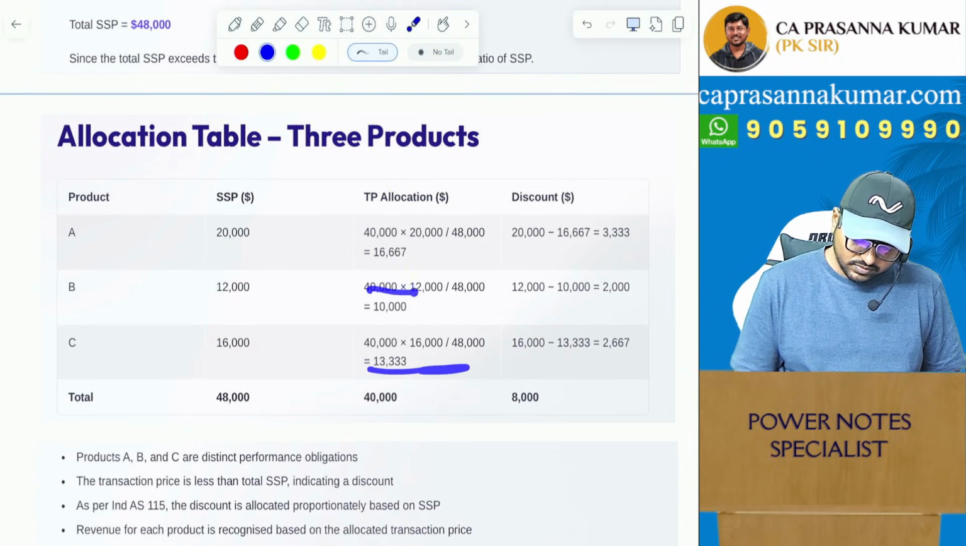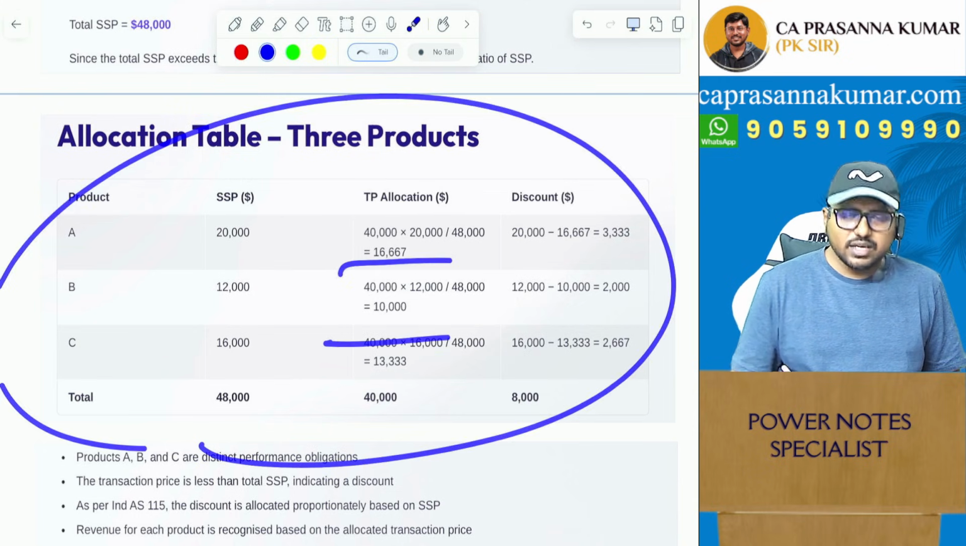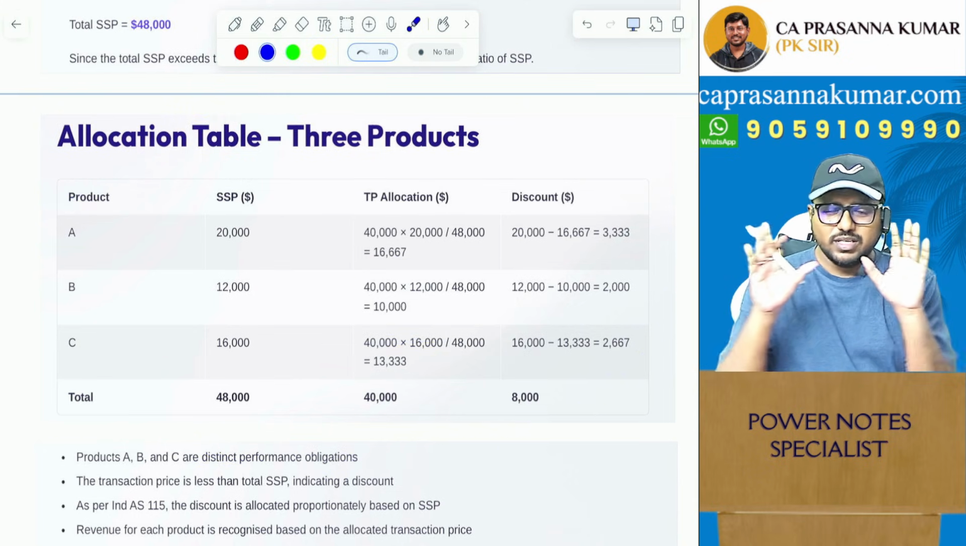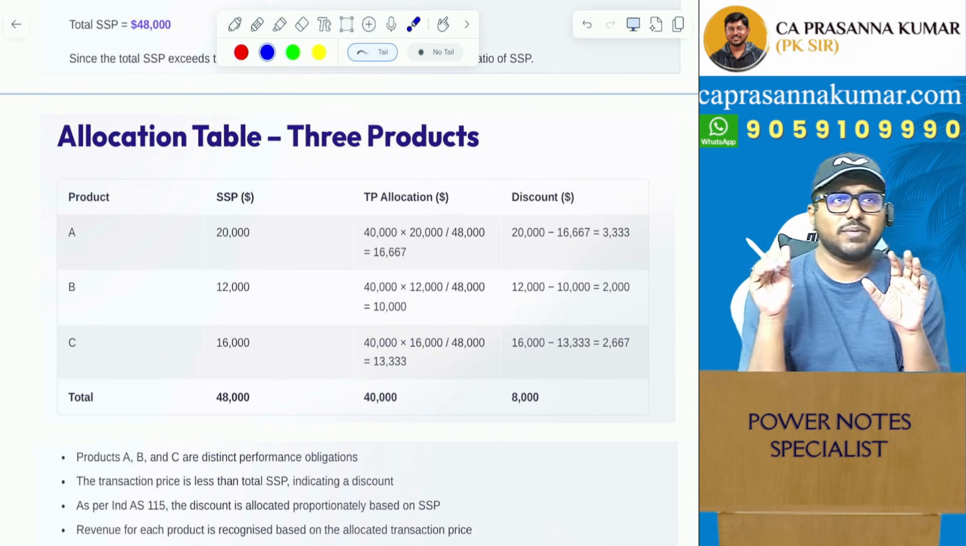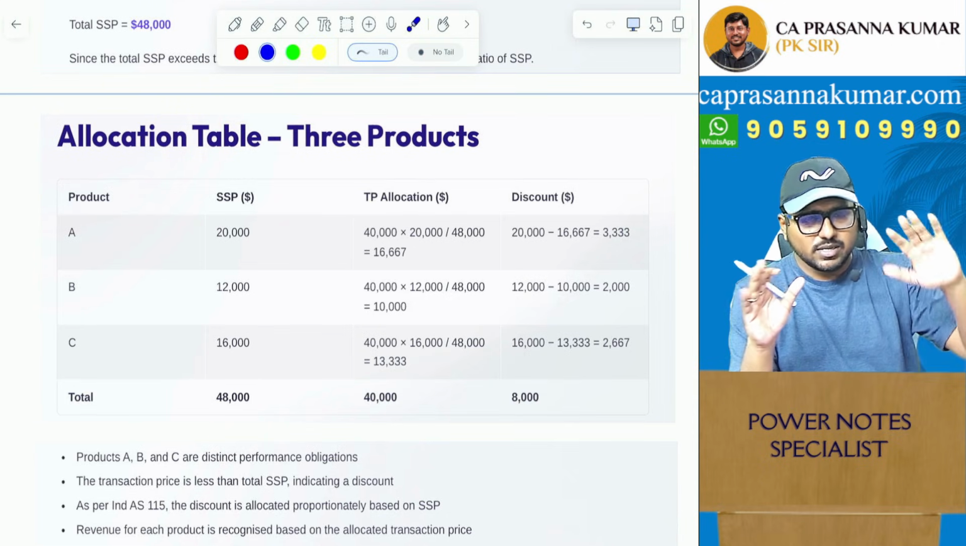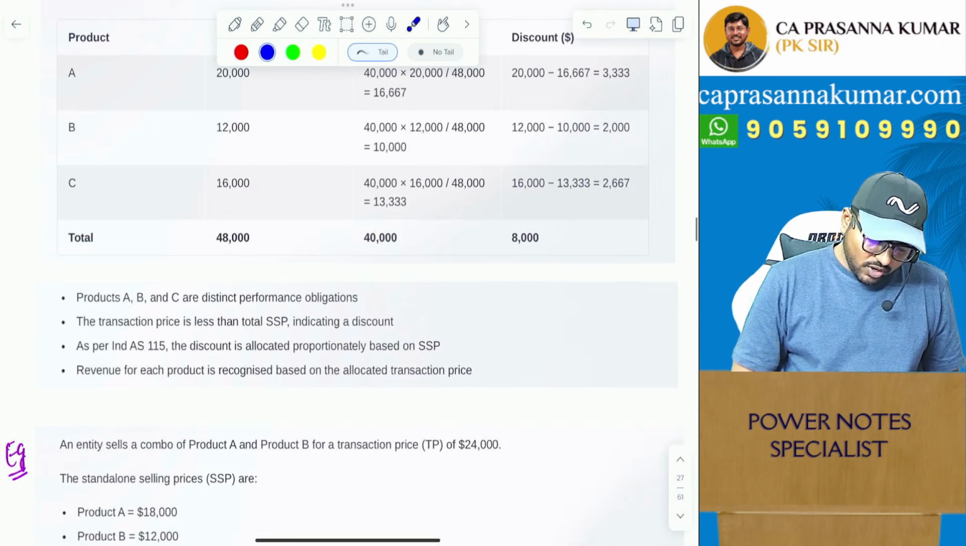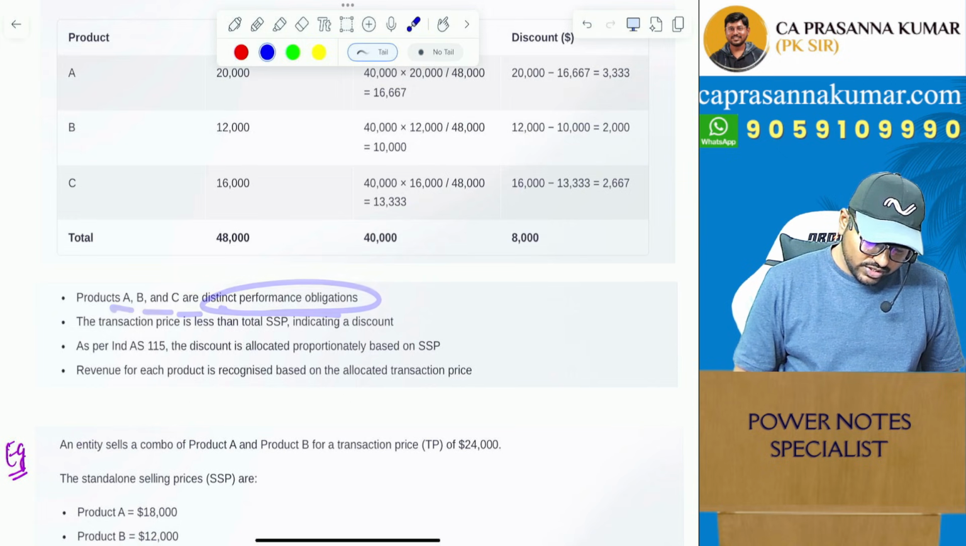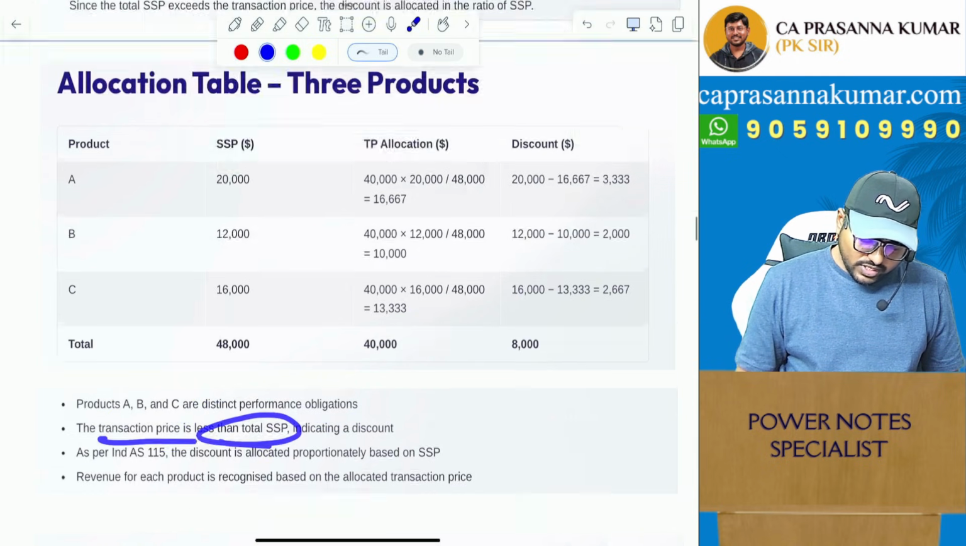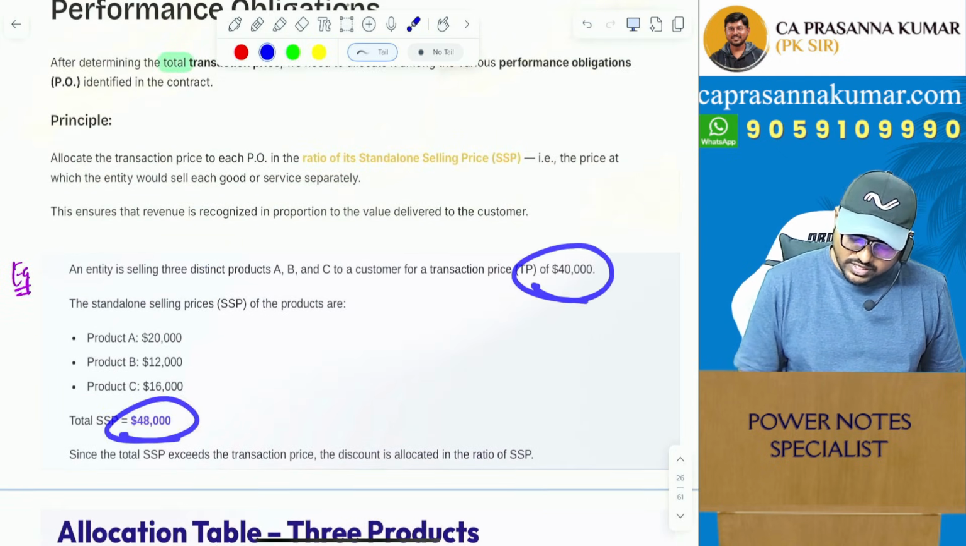See? You have done with the allocation. Once you are done with the allocation, Step 4 is done. Step 4 is all about allocating your transaction price to the multiple POs. There ends the matter. So product A, B and C are distinct performance obligations. The transaction price is less than the total SSP. Yes, total SSP is 48,000, transaction price is 40,000.